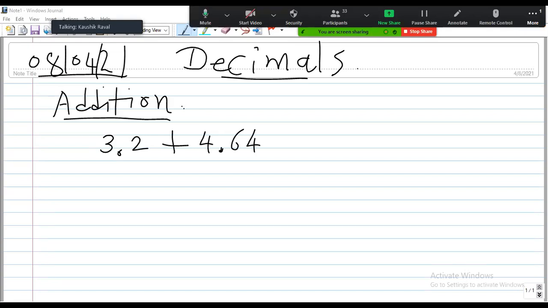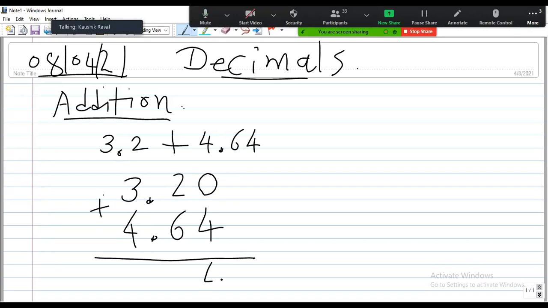So we have to put them into table form or rather into the column form. 3.2, 4.64. So first of all, we will have to put 0 here. Then only it will become like decimals, and then only it can be added. So 4 plus 0 is 4, 6 plus 2 is 8, 3 plus 4 is 7.